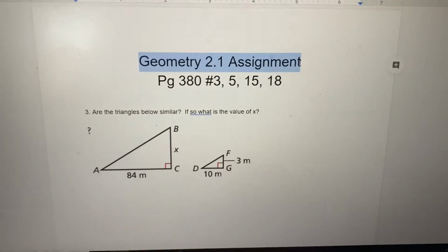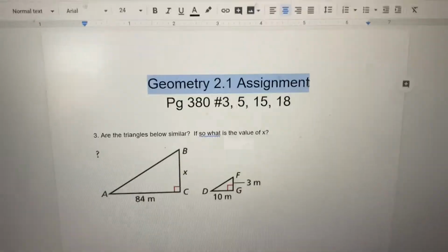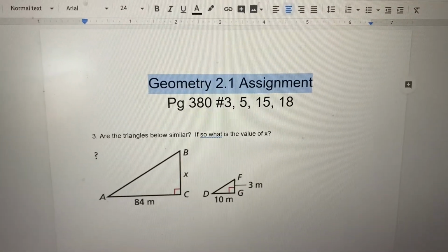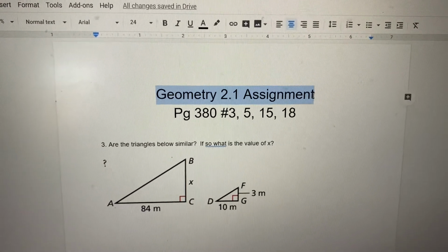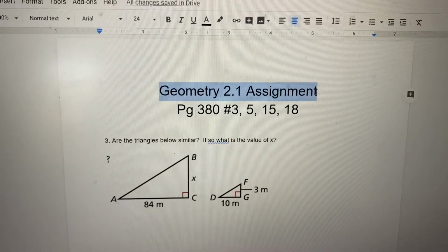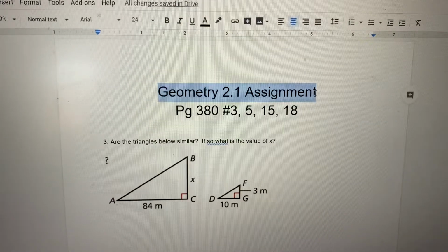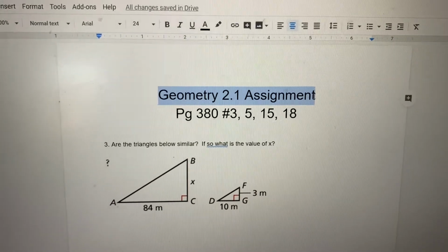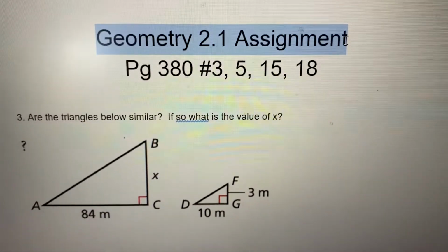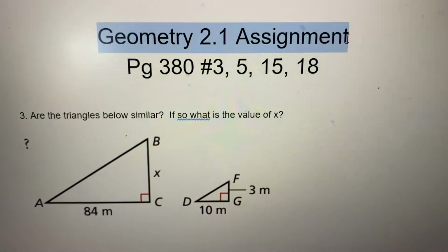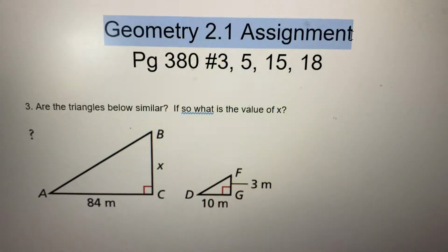What up, everybody? I want to talk through this assignment real quick, just so you know what we're doing. This is the assignment. It's only 4 numbers or 4 problems that go with the lesson that you just watched. You can either use this Word document or copy and paste it into your own Word document, or if you want to do it on your own separate sheet of paper, it is the problems right out of the book on page 380, number 3, 5, 15, and 18.